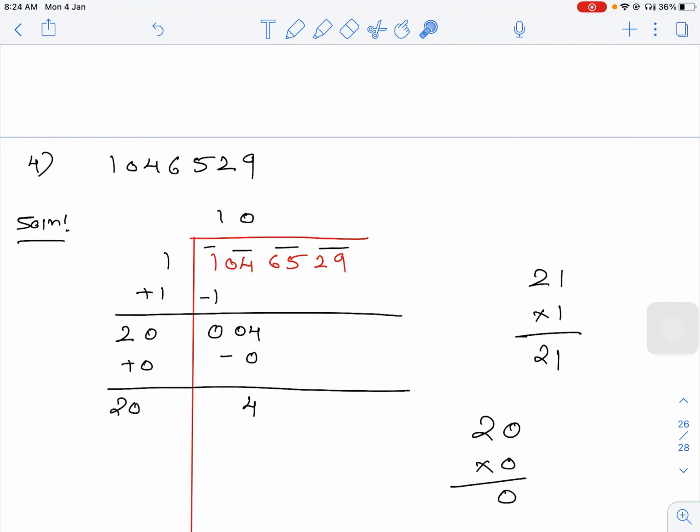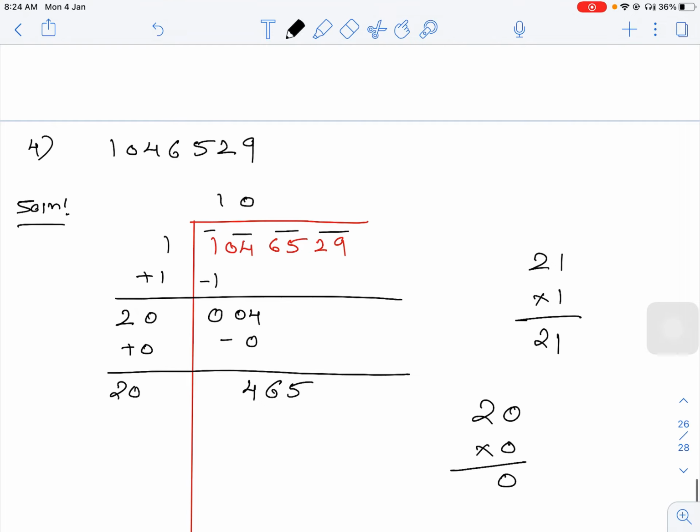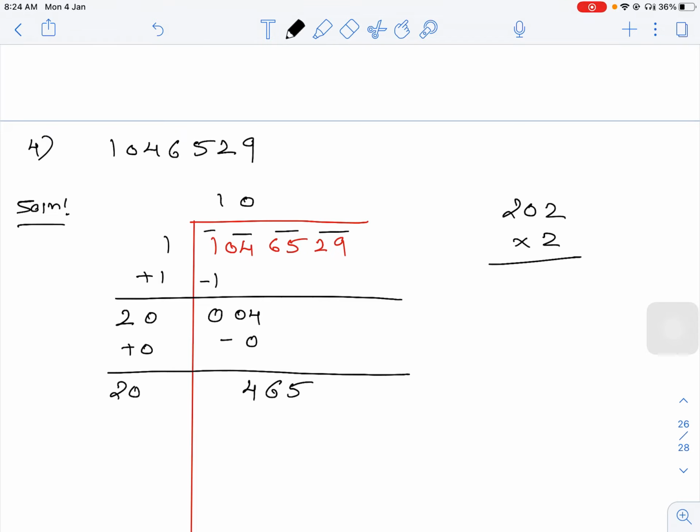Now we will bring this next pair, that is 65, over here. Okay, so now what you have to do, we have number 20. Okay, here it is 5. Okay, so let us try to get a number near about 465. I am writing here 2, so we have to multiply it by 2. So 2 twos are 4, 2 zeros are 0, 2 twos are 4. Now this 404 is a number nearby 465.